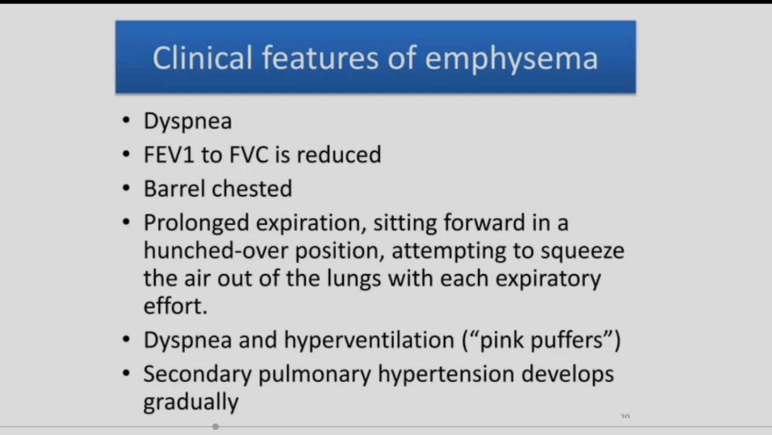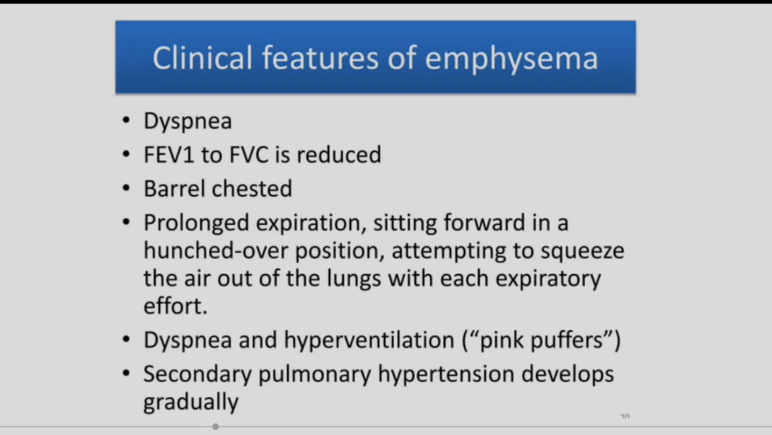Dyspnea and hyperventilation. So emphysema is also known as pink puffers because the ventilation is not disturbed. SpO2, which is the oxygen saturation, is going to be almost normal, but not 100%, but it's still better than in the case of chronic bronchitis. Chronic bronchitis is known as blue bloaters, as it causes the skin to have a bluish coloration.